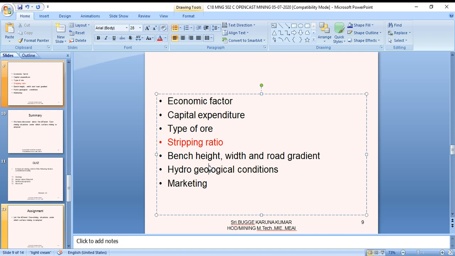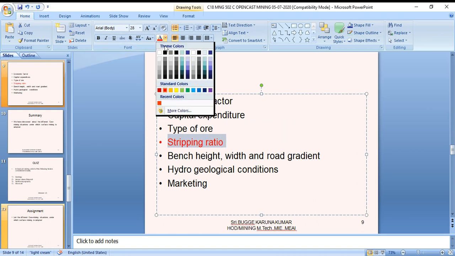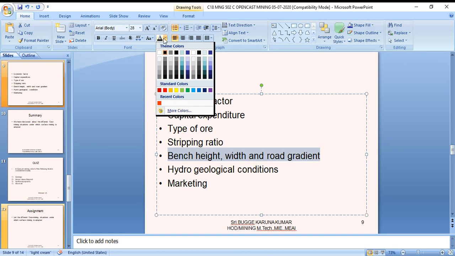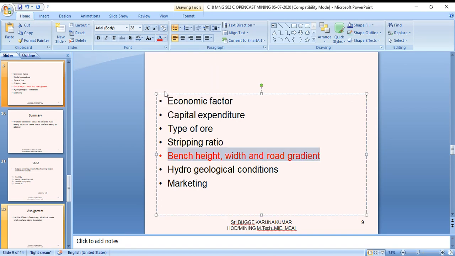In simple words, you can say it is the volume of OB removal in cubic meters versus tons of coal. That is cubic meters here and tons there. This is the basic ideology of the stripping ratio. Most of the time you can calculate our output versus this. And there are other factors that also influence the selection of an open cast mine.